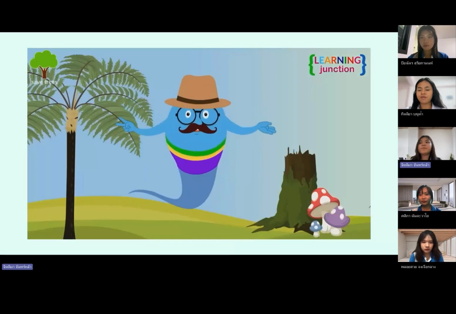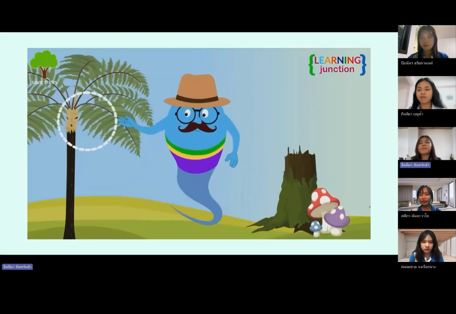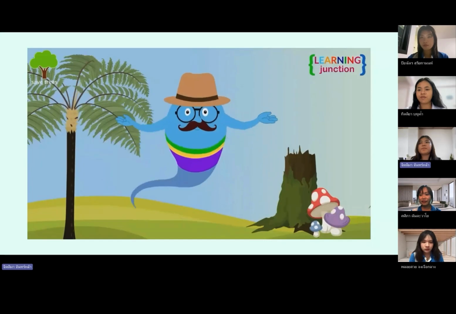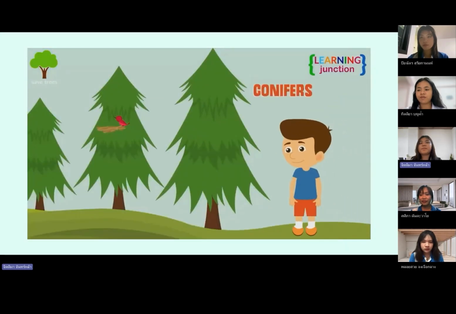There are two main types of non-flowering plants. Plants like mosses and ferns use spores to reproduce. These are pine trees, which are conifers. They use seeds to reproduce and are called gymnosperms.